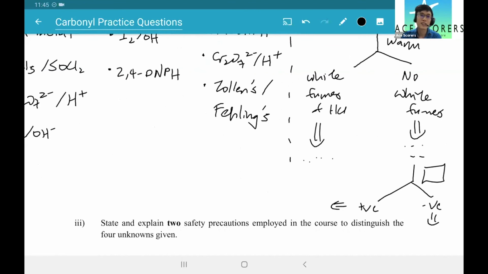Can you see if you write this way, it's actually much faster. And the points are all there also. The reagents, the conditions, the observation, all there also. Okay, so you can consider this way to present your answer if you have this kind of distinction test question.